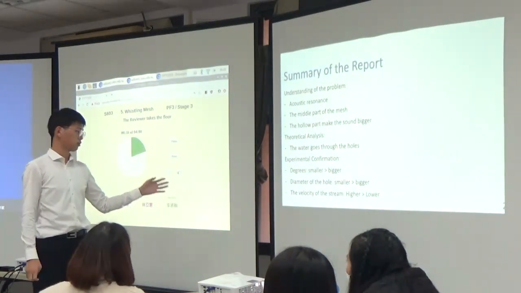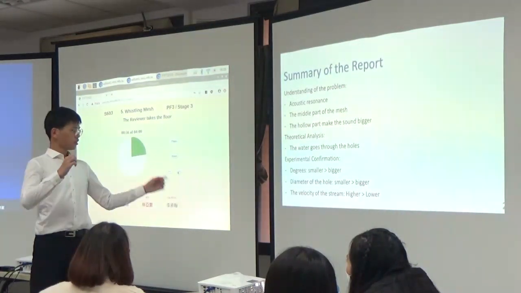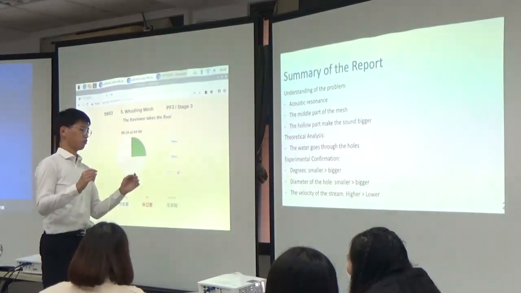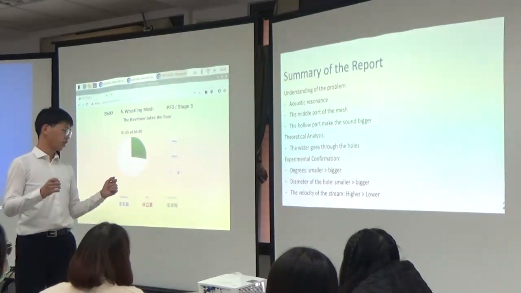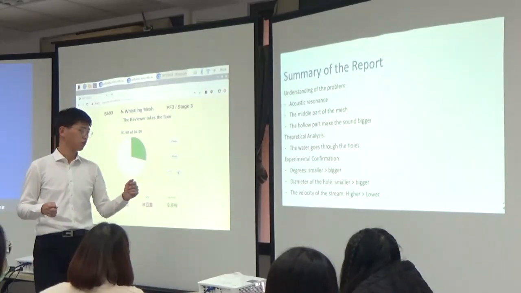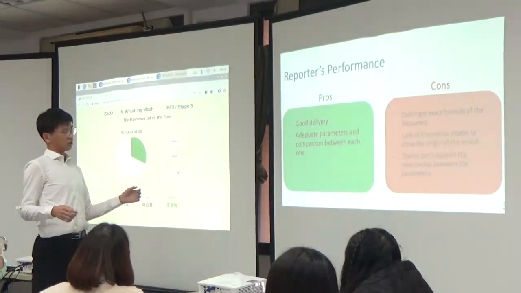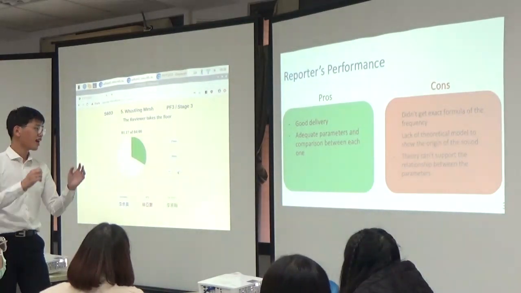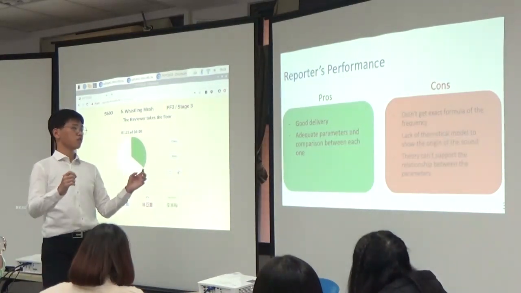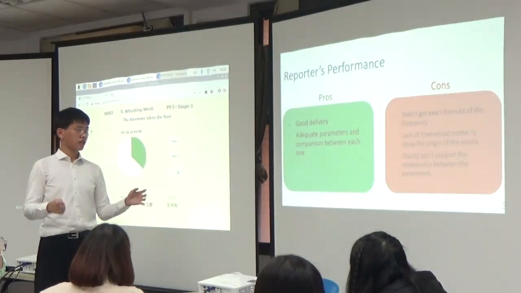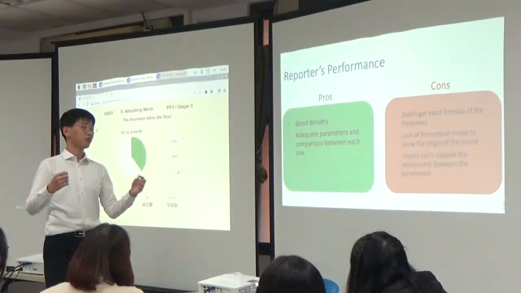And for the experimental confirmation, I think what they've done is that when the angle becomes smaller, the frequency becomes bigger. And when the diameter of the hose becomes smaller, the frequency becomes bigger. And when the velocity of the stream becomes higher, the frequency becomes higher too. So here are some pros and cons for the reporter. They've got a good delivery, and also they've got adequate parameters and comparison between each experiment. But there are also some cons. First, they didn't get an exact formula for the frequency, which our reviewers think might be possible to do.